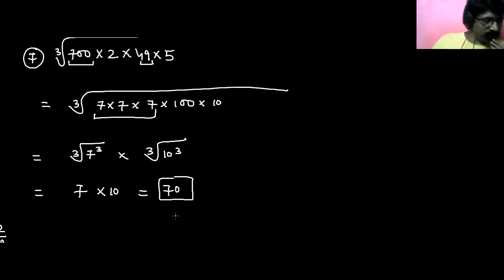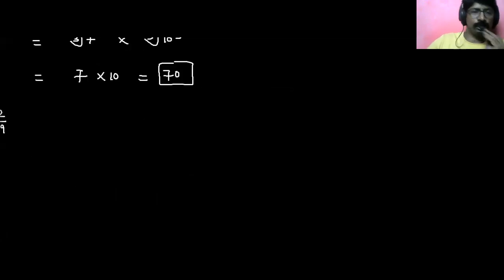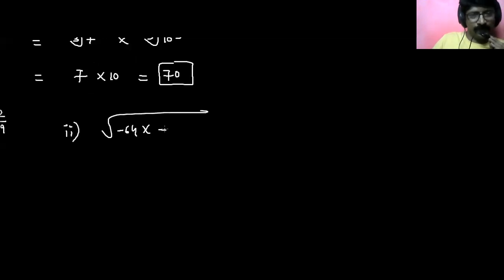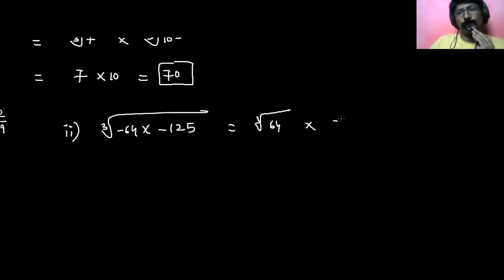I hope you understood this type of sums also very well. And now, this was sum number one of type one, I mean of question number seven. There is one another sum. I'll just take it: cube root of negative 64 into negative 125. Now what will happen? It becomes cube root of 64 into cube root of 125. Where did the negatives go? Negative into negative is positive, so I just chucked them out.